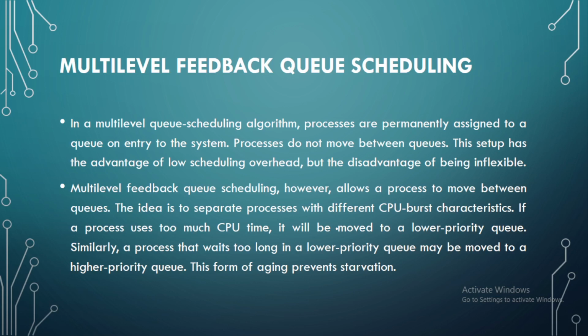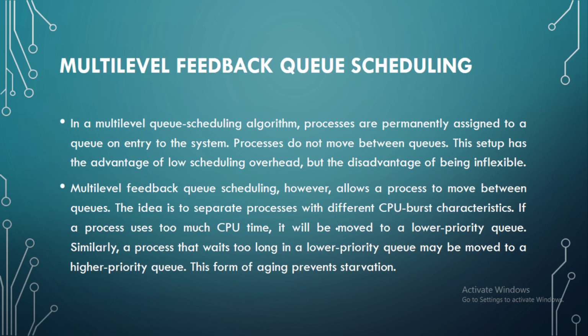Multi-level feedback queue scheduling, however, allows a process to move between queues. The idea is to separate processes with different CPU burst characteristics. If a process uses too much CPU time, it will be moved to a lower priority queue. Similarly, a process that waits too long in a lower priority queue may be moved to a higher priority queue.